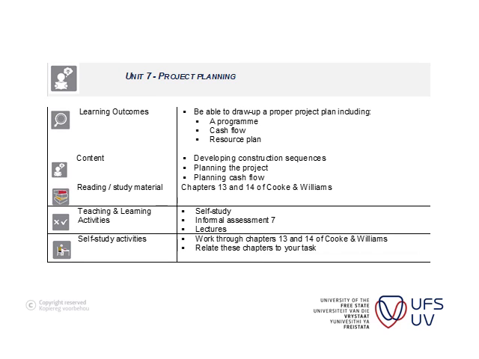Okay, then we get to chapter 7, where we now start planning our project proper, where we have our program, cash flow, and resource planning. Very important is cash flow and resource planning. So the content in this was developing your construction sequence, planning the project, and then planning your cash flow. So this is chapter 13 and 14.